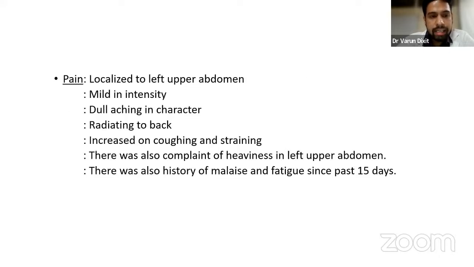Patient was apparently well 10 days back when she developed pain localized to left upper abdomen, which was mild in intensity, dull aching in character, radiating to back, increased on coughing and straining. There was also complaint of heaviness in left upper abdomen. There was also history of malaise and fatigue since past 15 days.